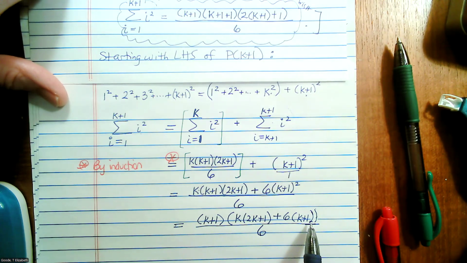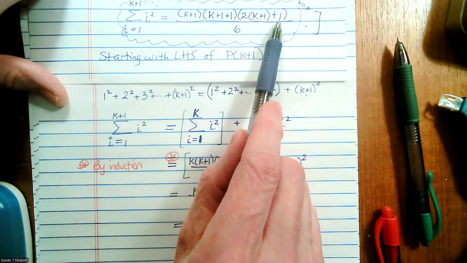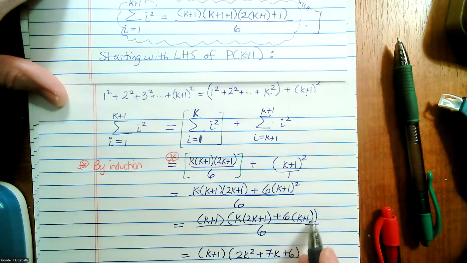At this stage of the game, let's take stock, okay? We're here. We want to get here, or at least meet in the middle. We're closer because the k plus 1 is a factor in both. Now, we still have some work to do, but we could go ahead and multiply this out. This is k plus 1 times 2k squared plus k plus 6k for a grand total of 7k, and then plus 6, right? Because 6 times 1 is 6.